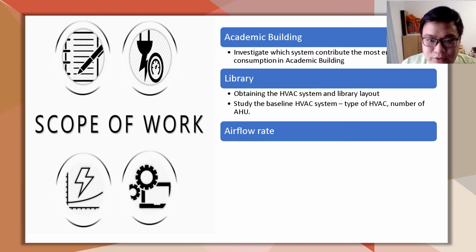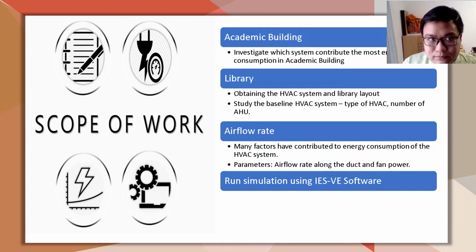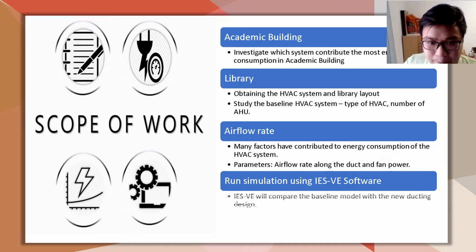The third scope of work is air flow rate, as many factors contribute to the energy consumption of the HVAC system, as well as the air flow rate along the duct and fan power. Next, last but not least, run simulation using IESVE software. IESVE will compare the baseline model with the new ducting design.